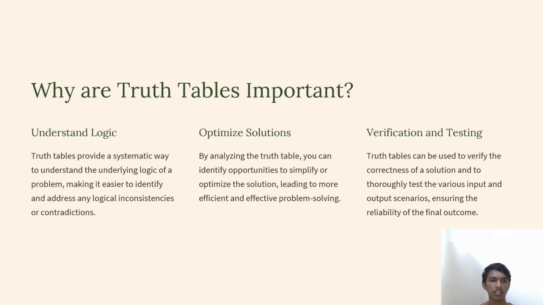Why are truth tables important? Understanding logic. Truth tables provide a systematic way to understand the underlying logic of a problem, making it easier to identify and address any logical inconsistencies or contradictions. Optimize solutions. By analyzing the truth table, you can identify opportunities to simplify or optimize the solution, leading to more efficient and effective problem solving. Verification and testing. Truth tables can be used to verify the correctness of solutions and to thoroughly test the various input and output scenarios, ensuring the reliability of the final outcome.